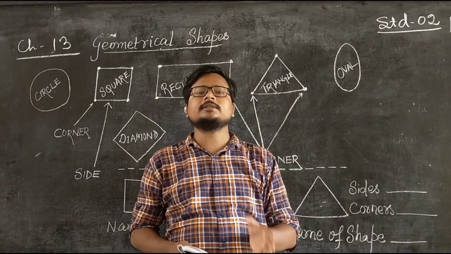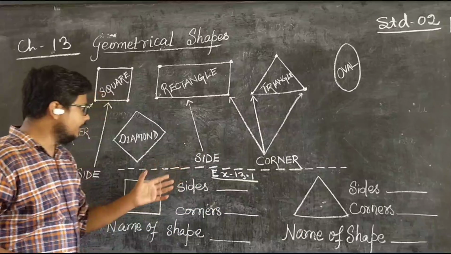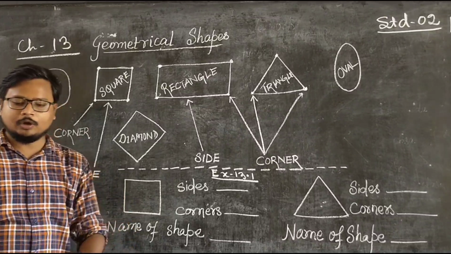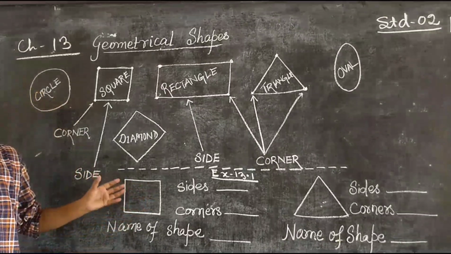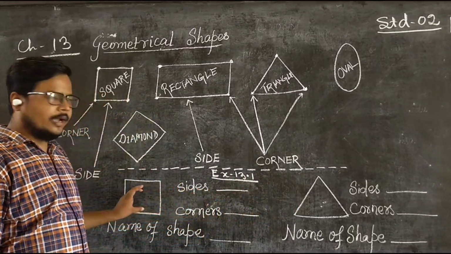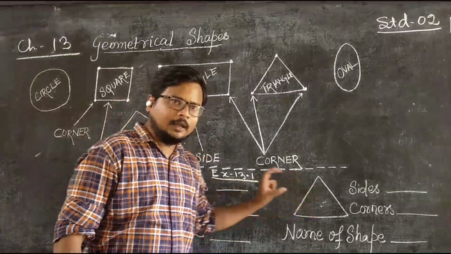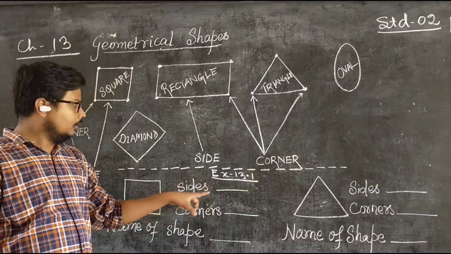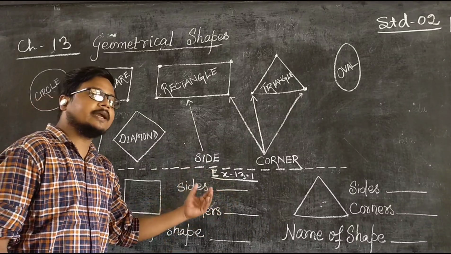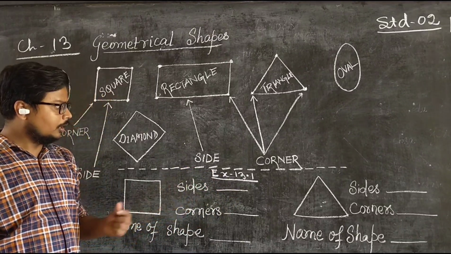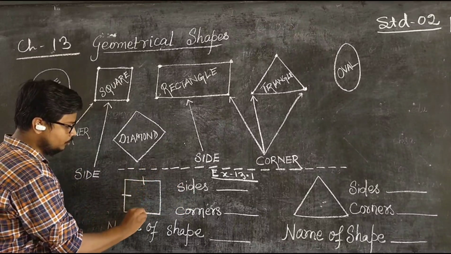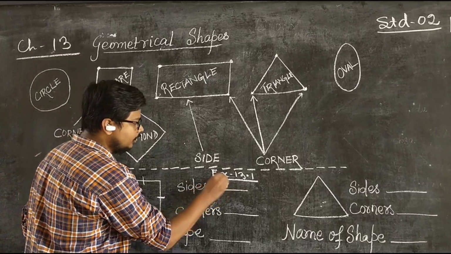Now let us start exercise 13.1. This is exercise 13.1, page number 165. Now what do you have to do? I have made 2 shapes here, or you can say plane figures. This is a square and this is a triangle, and we have to fill in the blanks. Questions are asked and we have to write the exact numbers. Now come to sides. A square has how many sides? 1, 2, 3 and 4. A square has 4 sides.